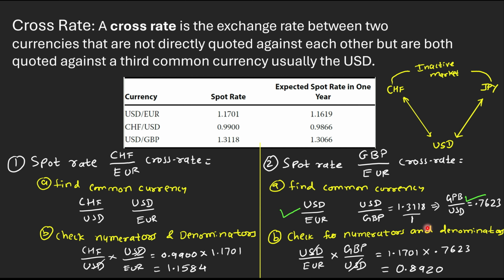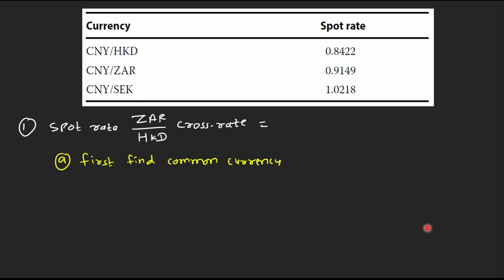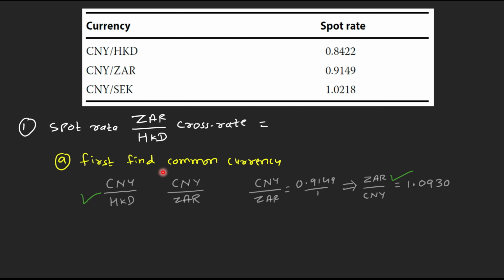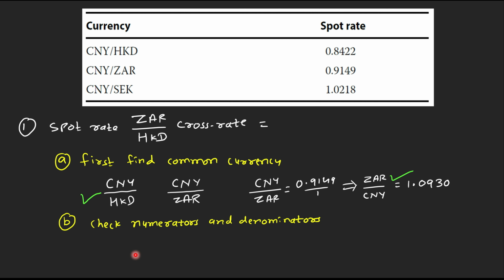We can also look into one more example here. We have CNY HKD, CNY ZAR, and then CNY SEK. We need to find a spot rate between ZAR and HKD. It's going to be the cross rate, right? We don't have the direct quote available. Again, first find the common currency between these two, and it's none other than the CNY this time. Step number 2 is to check for numerators and denominators. We need ZAR in the numerator.